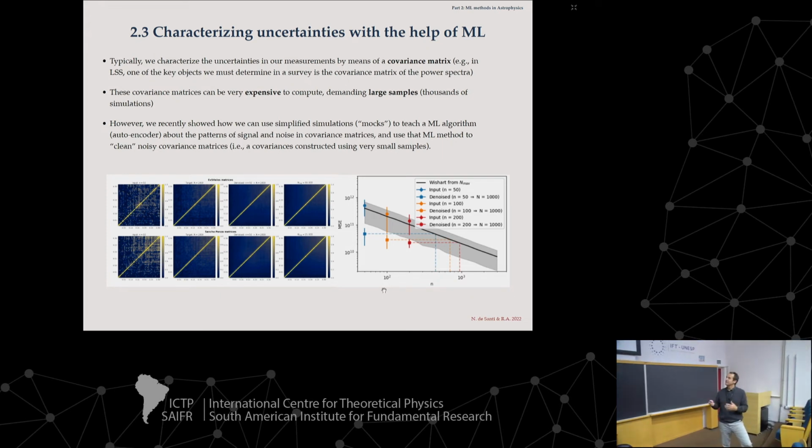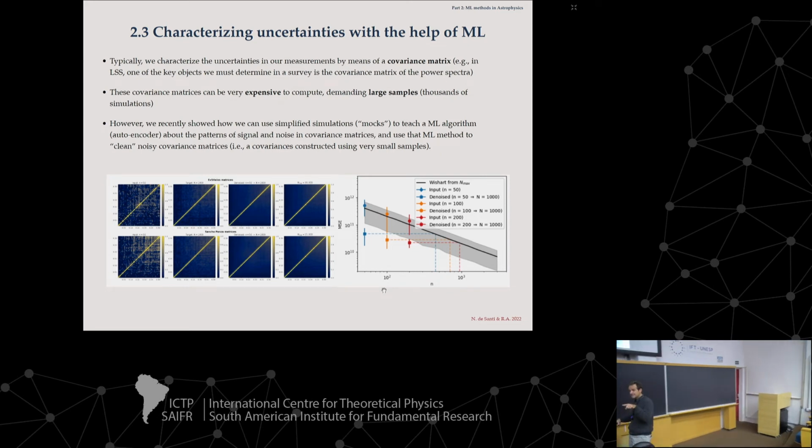So basically what we have done here is that we use cheap simulations, what we call mock generators, to teach the machine learning code how to clean this covariance matrix so that it becomes equivalent to the covariance matrix that's produced with thousands of simulations. And then we apply that same code to a covariance matrix that's produced with very expensive n-body simulations.